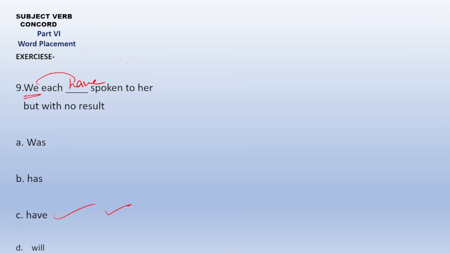Okay, so these are some sentences of verb placement. So finally, the subject verb agreement chapter has been completed. There are some more extra rules. I will tell you about those rules also, and in my next session I may come with some quizzes on subject verb agreement.